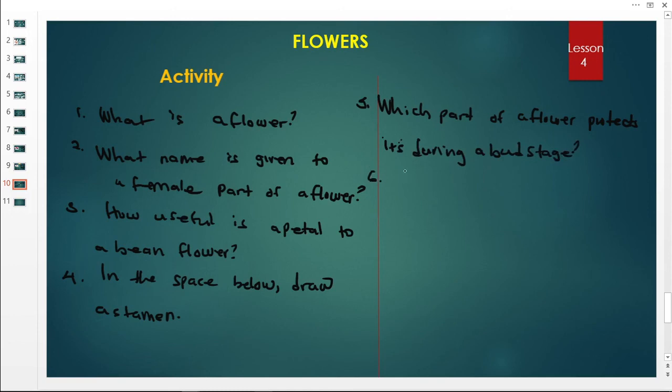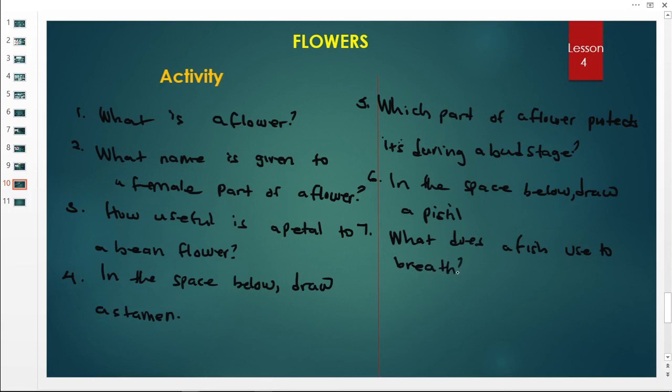Number six, in the space below, draw a pistil. Number seven, what does a fish use to breathe? Number eight, draw a flower and label all the parts.